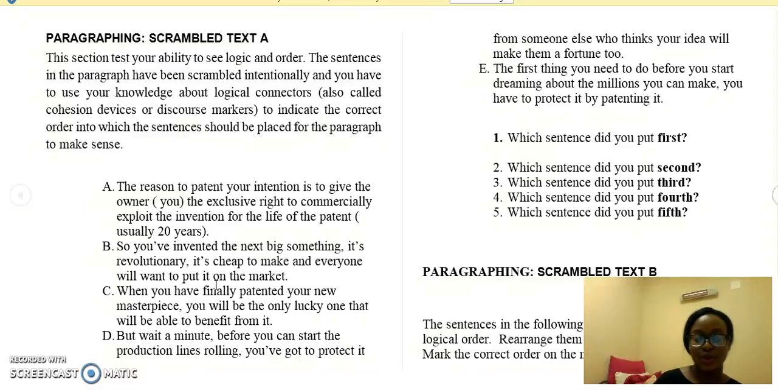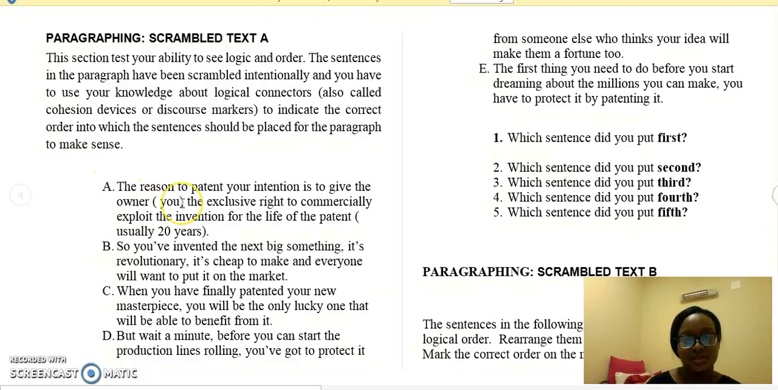Right? So let's order our paragraph. First sentence: so if you invented the next big thing, it's revolutionary, it's cheap to make, and everyone wants to put it on the market. But wait, before you can start the production lines rolling, you've got to protect it from someone else who thinks your idea will make them a fortune too. The first thing you need to do before you start dreaming about the millions you can make, you have to protect it by patenting it.